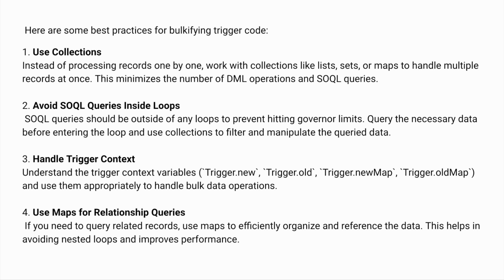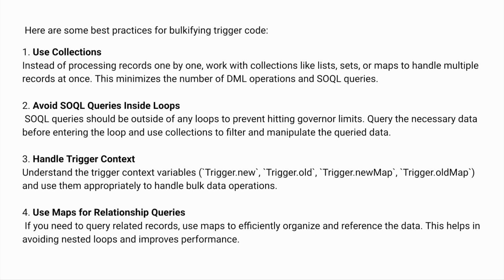The third way to bulkify our trigger code is to handle the trigger context. That means we should be very well aware of all the trigger context variables, that is Trigger.new, Trigger.old, Trigger.newMap, Trigger.oldMap. We should not use them improperly or in the wrong way. We should use them appropriately; whenever Trigger.new is required, we should not use Trigger.newMap. It will also help us achieve efficiency and better performance in bulkifying our trigger code.